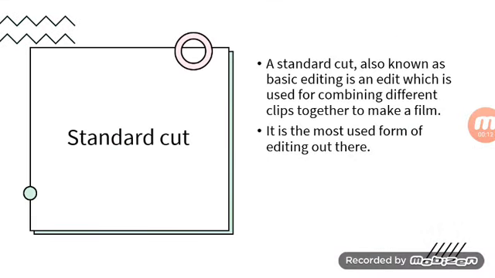A standard cut, also known as a basic edit, is an edit which is used for combining different clips together to make a film. It's the most used editing form out there, so it's the most basic one. This is just basically assembling all clips together. It's nothing fancy, it's just that simple.